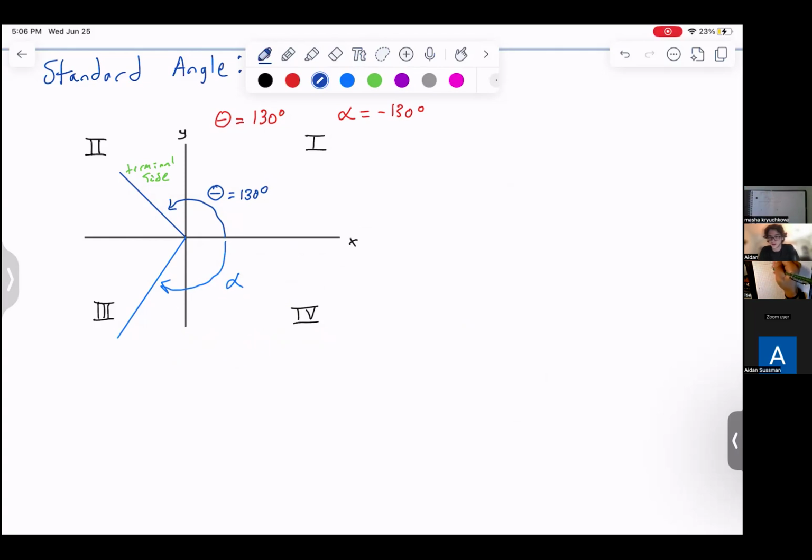Issa, which direction is the positive side? Is it clockwise or counterclockwise? Counterclockwise. Exactly.